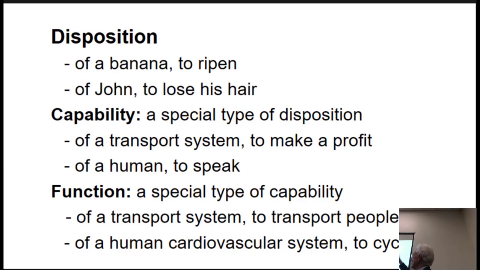So, male adults have a disposition to go bald. They don't have a capability of going bald, but capabilities are a subkind of disposition. Something we're working on at the moment is producing a nice specification of what makes a disposition a capability. So a transport system has, if you're lucky, the capability of making a profit. But that doesn't mean it will make a profit. But it also doesn't mean that it has the function of making a profit. The function of the transport system is to transport people. So functions are a type of capability.